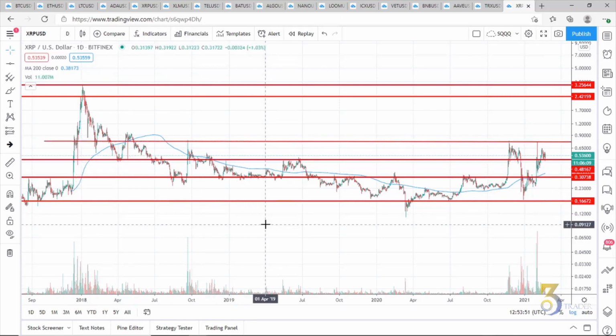Goodness gracious. Zoom out first. Man, if I could pound one thing in your head, it is that. That is where your power is. That is where your magic is. It's going to make you look like a freaking magician when it comes to finding targets and saying, I know where this is going to hit. I know where this is going to find resistance. I know where the sellers are going to step in.